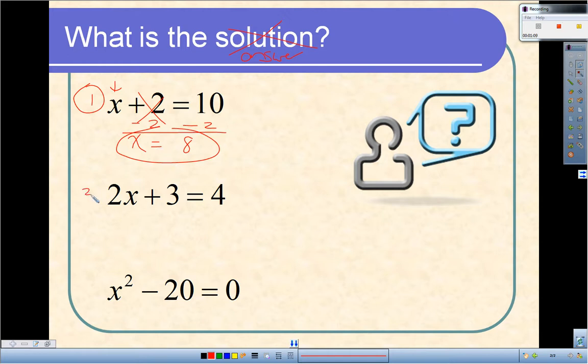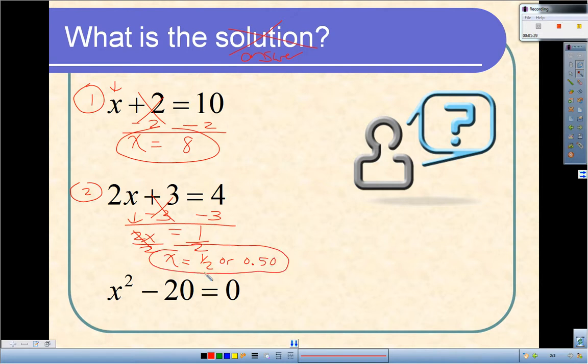Alright, number 2, let's say 2x plus 3 is equal to 4. To solve this for x, you would subtract 3 from both sides. You get 2x is equal to 4 minus 3, which is 1. Then divide by 2 on both sides, so you get x is equal to a half. Or if you want to write that as a decimal, half a dollar is the same thing as 50 cents. Well, that sounds like a real number to me.